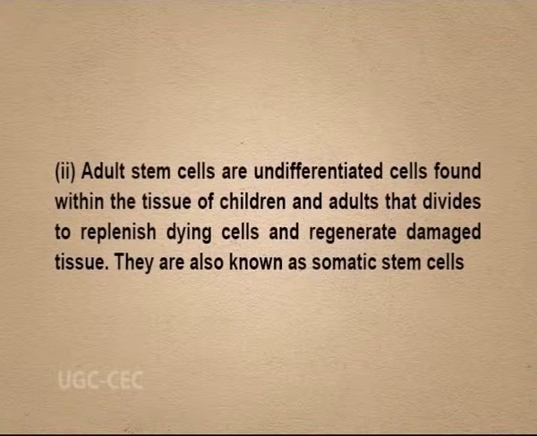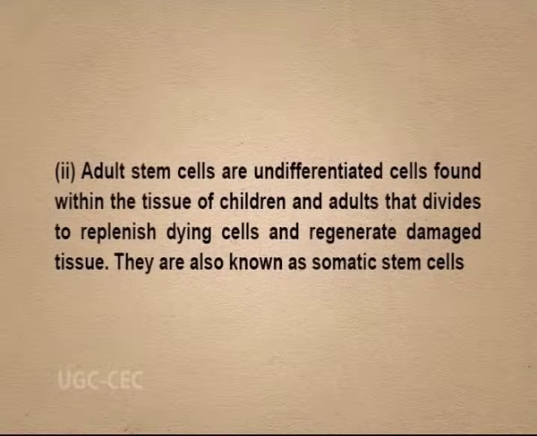Roman numeral 2. Adult stem cells are undifferentiated cells found within the tissue of children and adults that divide to replenish dying cells and regenerate damaged tissue. They are also known as somatic stem cells.